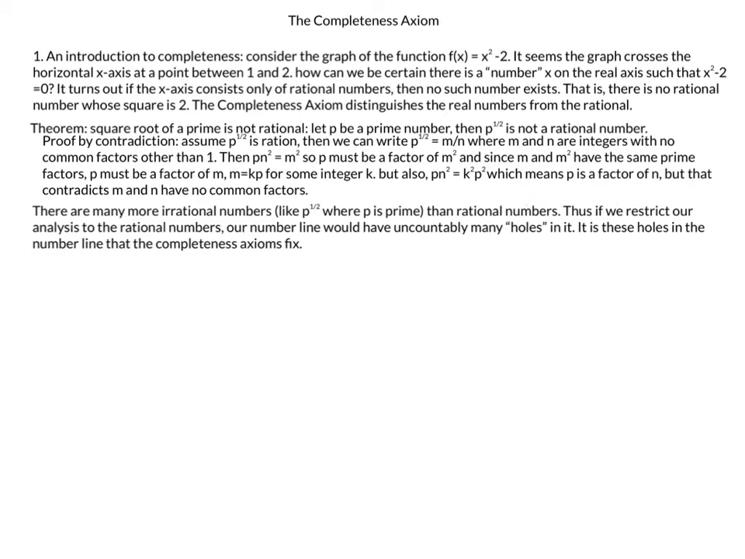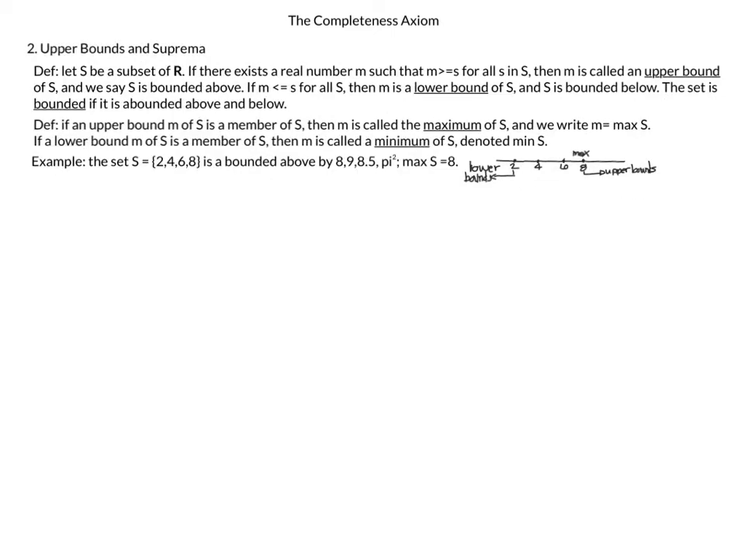So if our x-axis or our analysis was restricted to the rational numbers, then our number line would have many holes where the irrational numbers exist. It is these holes in the number line that the completeness axiom fixes. But before we get to the completeness axiom, we are going to talk about upper bounds and suprema. We'll start with the definition of an upper bound.